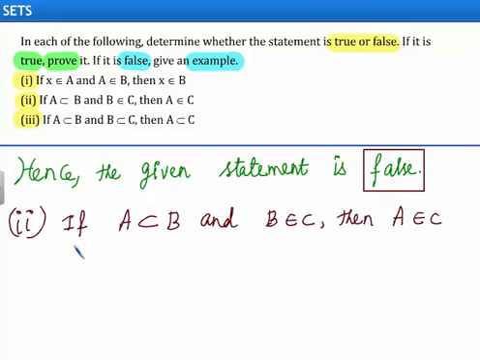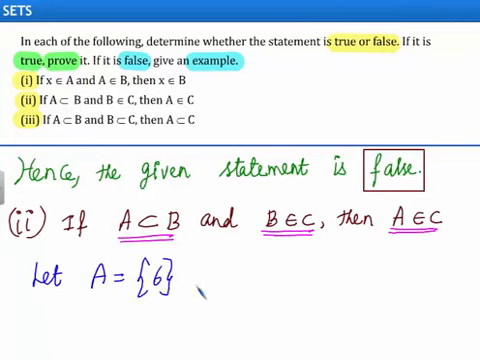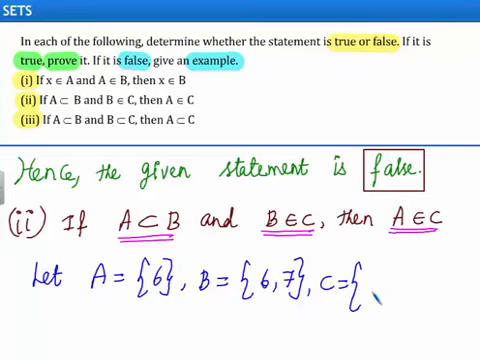The second statement is, if A is a subset of B and the set B belongs to the set C, then set A belongs to the set C. Let set A be equal to {6}, set B be equal to {6, 7} and set C be equal to {6, 7, 8}.